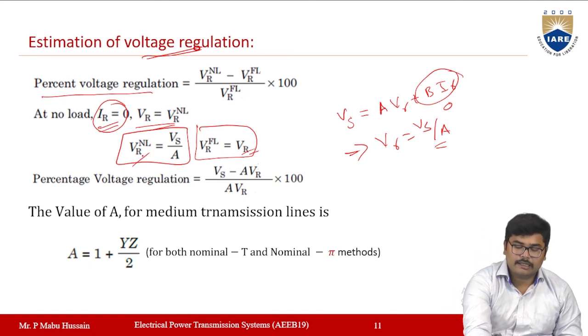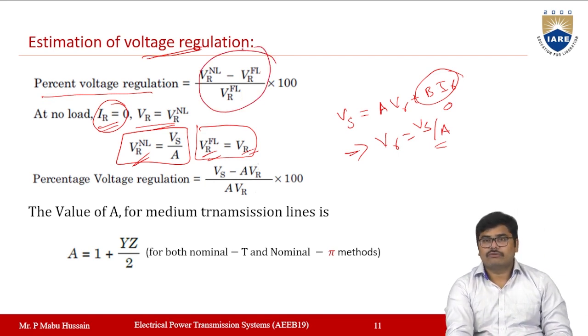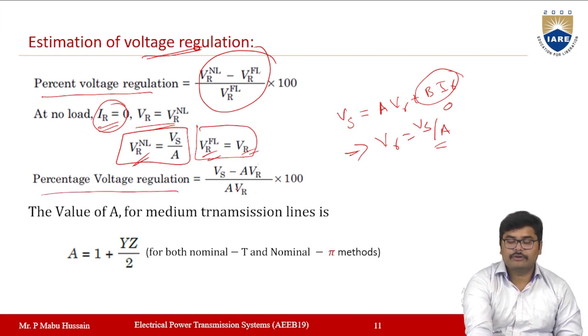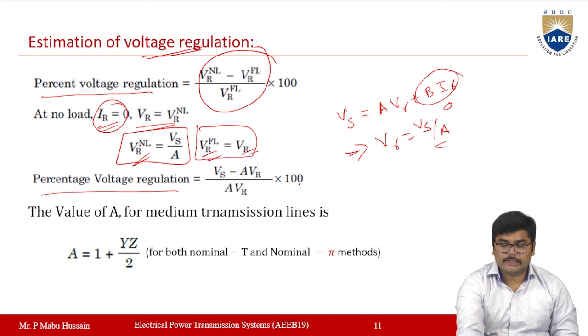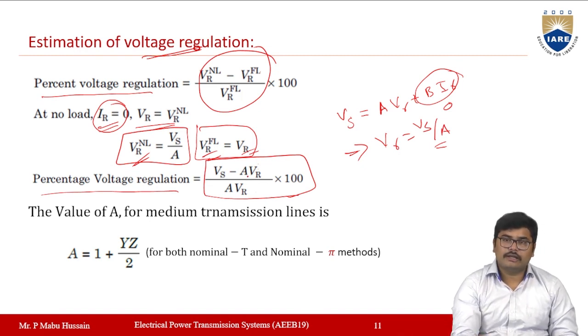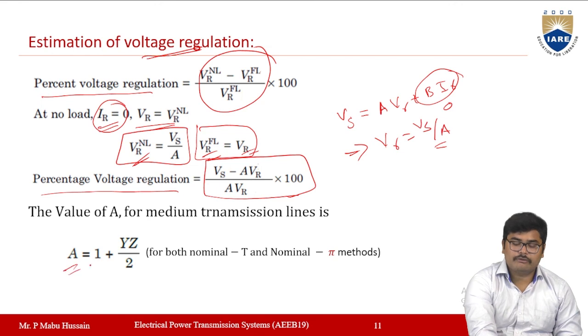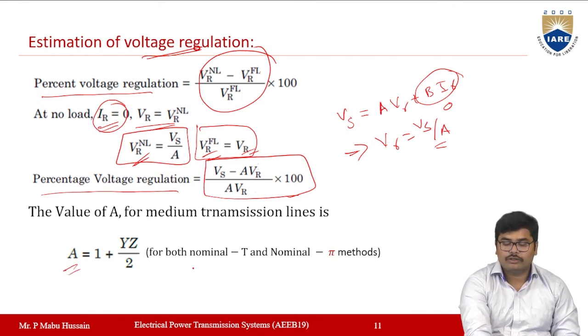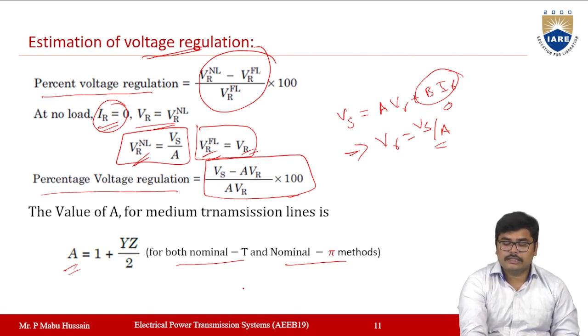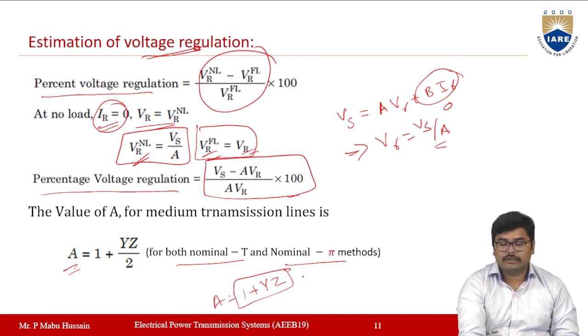Now you have VRNL and VRFL. Substituting those two in this equation, you get the percentage voltage regulation as (Vs minus A into VR) by (A into VR) into 100. This is the formula to calculate the percentage voltage regulation for medium transmission lines. Here, what is the value of A? The value of A is 1 plus YZ by 2 for both nominal T and nominal pi methods, and for the end condenser method, A is 1 plus YZ.